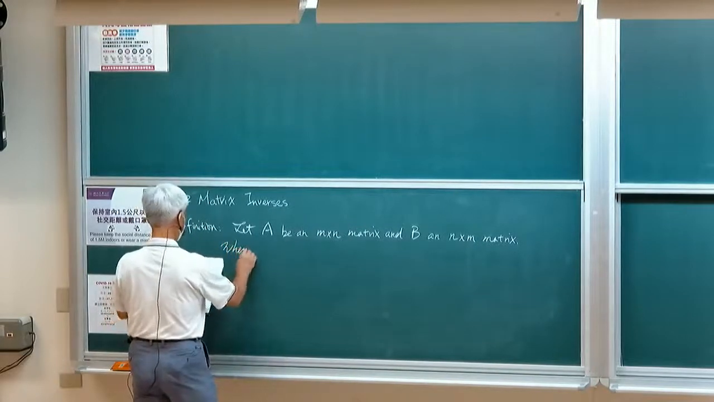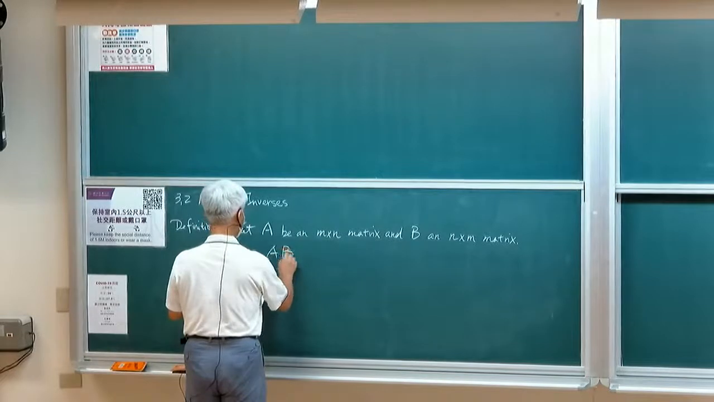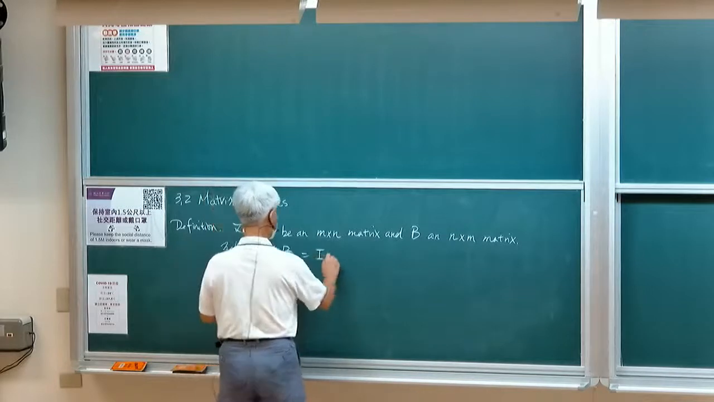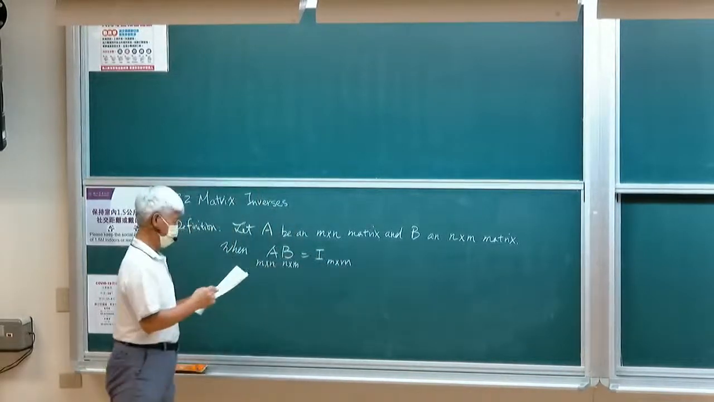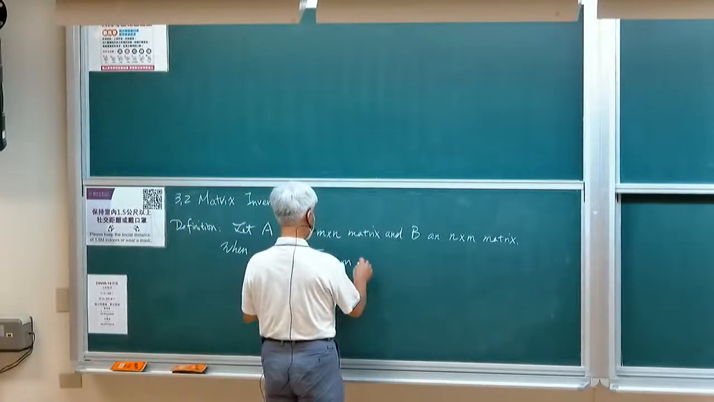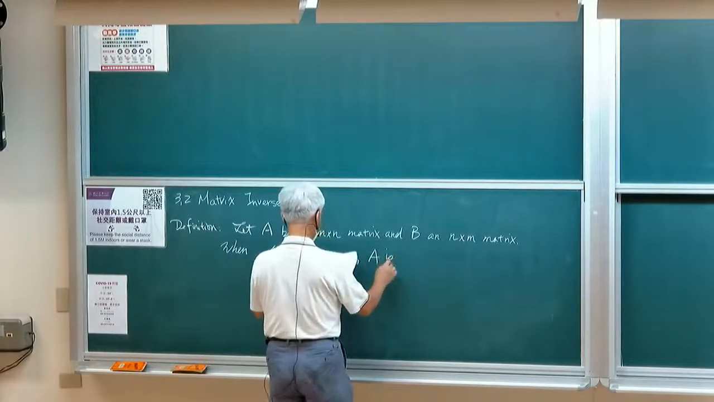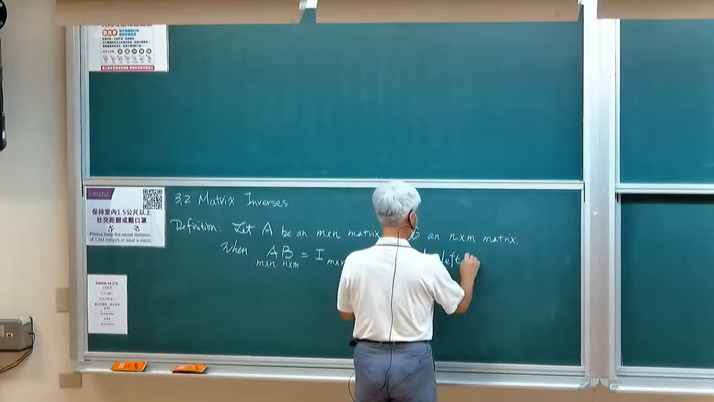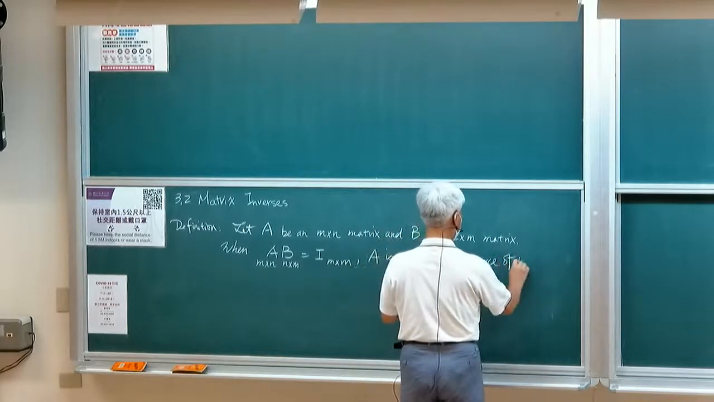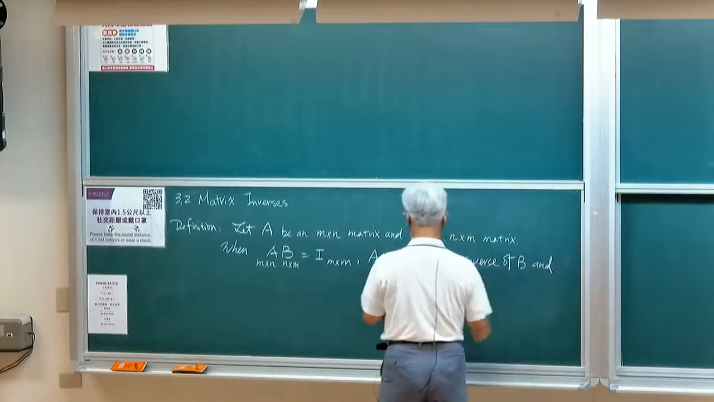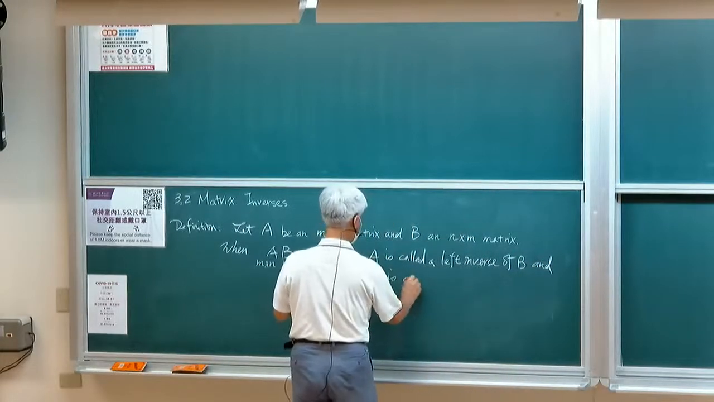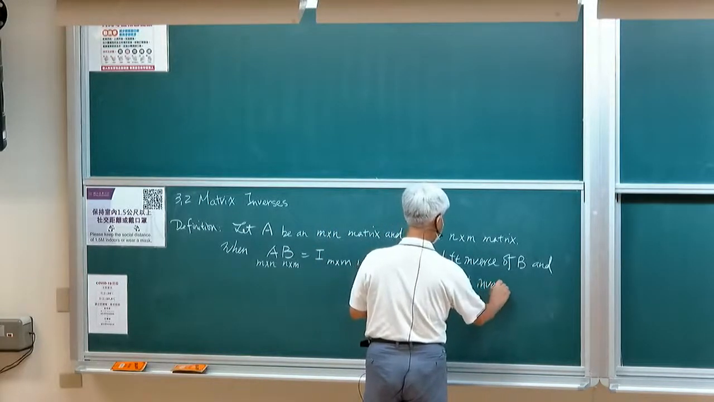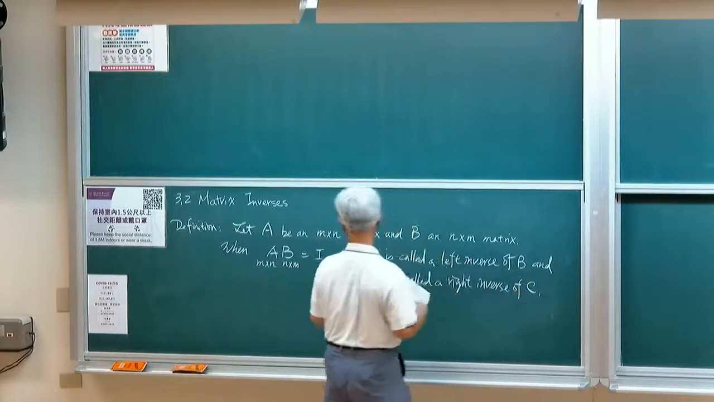Okay, and when A multiplies B, M times N, N times M, is equal to the identity matrix of dimension M, then A is called a left inverse of B, and B is called a right inverse of A.